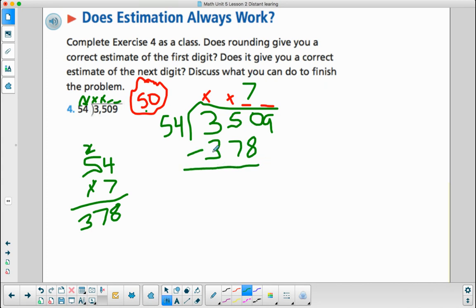Wait a minute. I am not going to take more out than what I had. I couldn't make 7 groups of 54 out of 350. So I overestimated. There's our word, overestimate. My estimate of 7 was over what the actual quotient should be. So all I have to do is, the other word we had is adjust. I'm going to adjust it. What do you think I'm going to adjust it to? You're right. If I overestimated, I'm going to adjust it down 1.